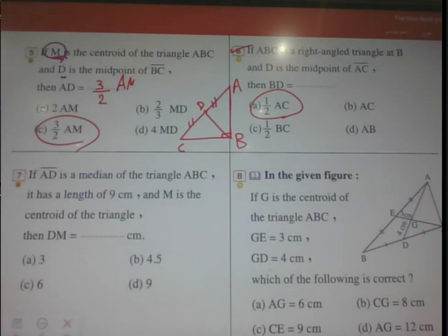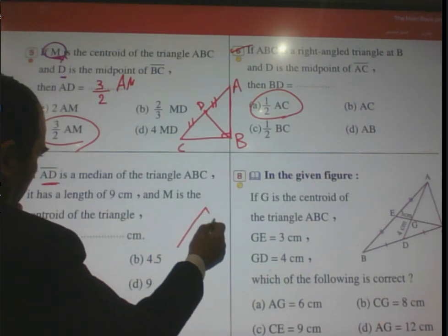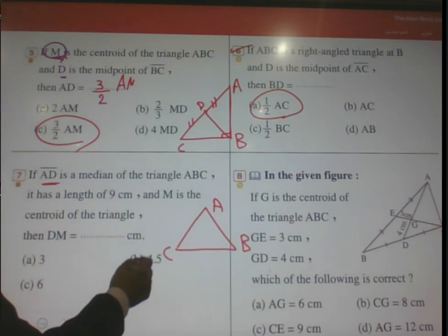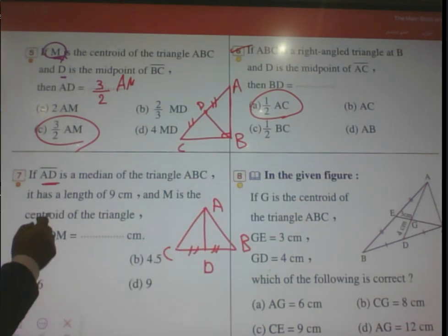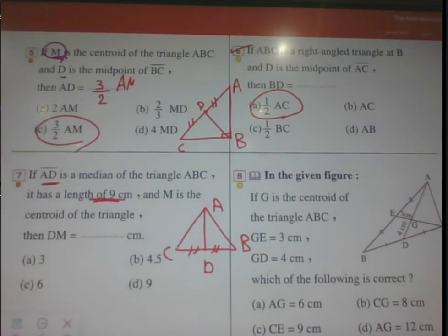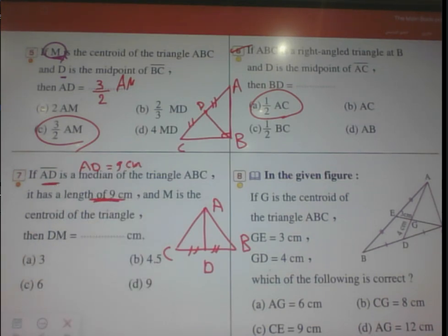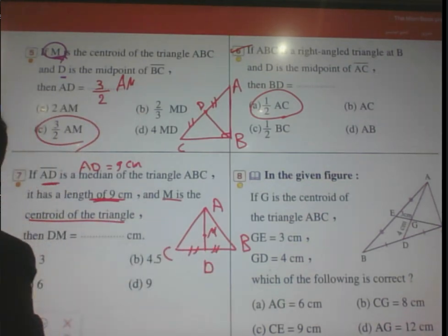Next question. If AD is the median of triangle ABC, we have here a median. In triangle ABC like this, AD is the median of this triangle. AD is the median. It has a length of 9 centimeters. He gives me AD as 9 centimeters. And M is the centroid of the triangle. M here lies in this part, it is the centroid point.